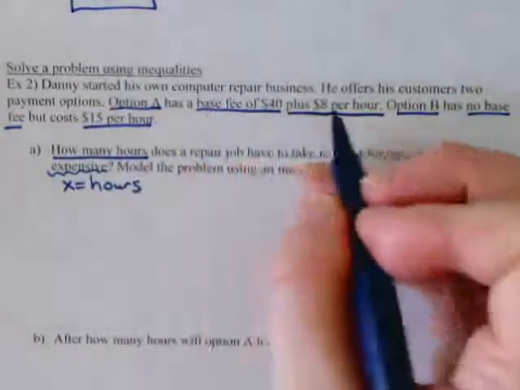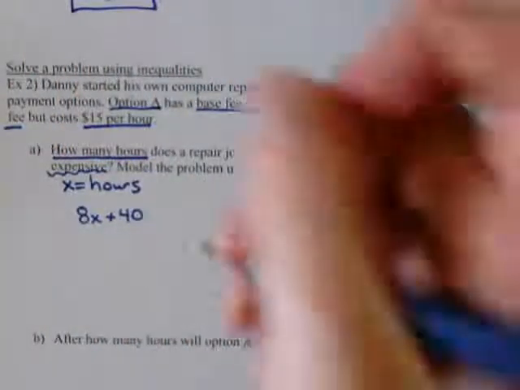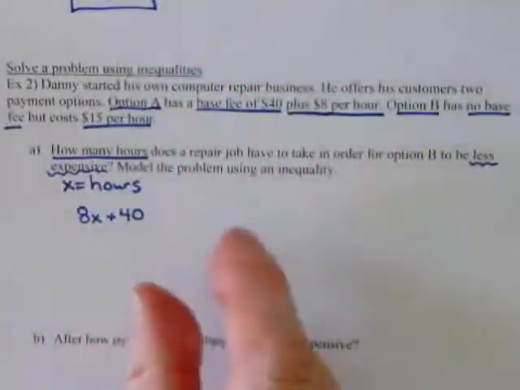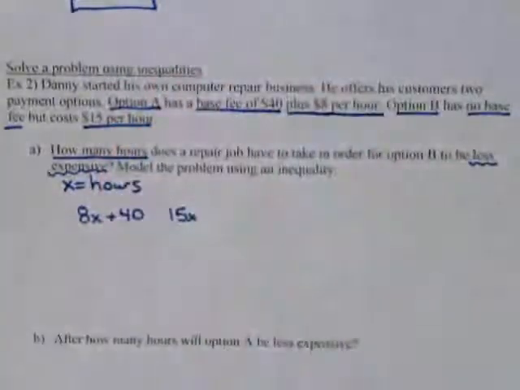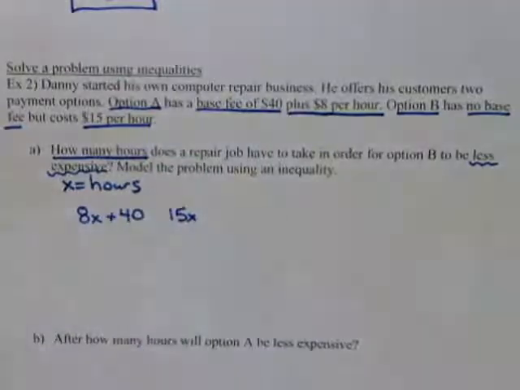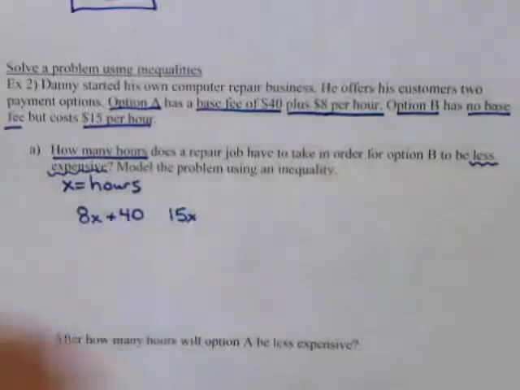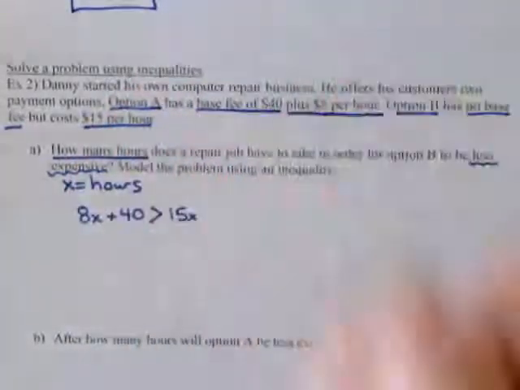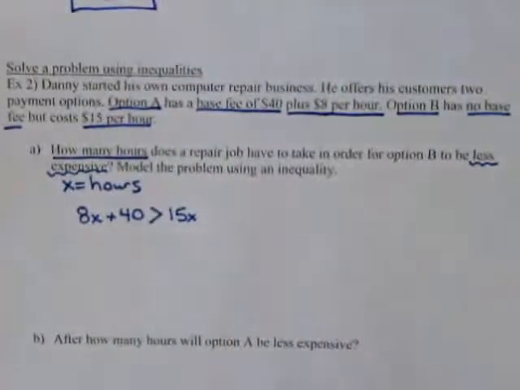So let's build up option A first. Base fee of $40, $8 per hour. Well, we said X was hours, so it's 8X plus 40. Okay, and then option B, no base fee, it's just $15 per hour, so 15X. Now, we want for option B to be less expensive. Less means it's not equal to. It means that it's cheaper. So therefore, option A would have to be greater than option B.